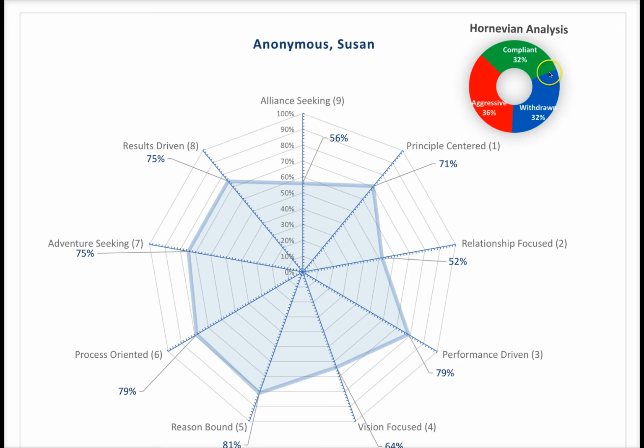So we can tell the balance in the person's personality: whether they're more likely to be aggressive and act out, whether they're more likely to be compliant, accepting and supportive of whatever the leader wants to do, or whether they want to be withdrawn and tend to work by themselves and not necessarily engage with the rest of the team. So this is a breakout of an individual profile for that.